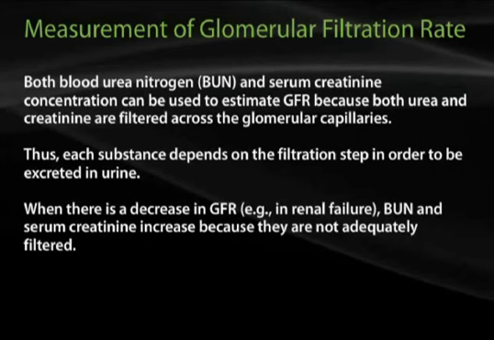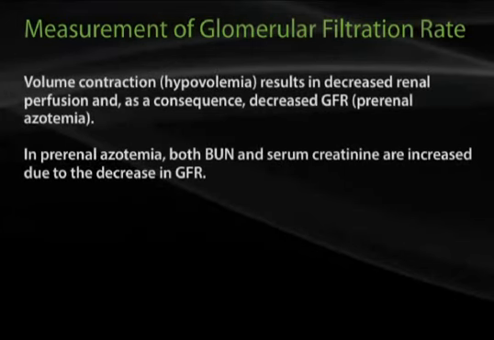When there is a decrease in GFR, that is in renal failure, blood urea nitrogen or BUN and serum creatinine increase because they are not adequately filtered. Volume contraction or hypovolemia results in decreased renal perfusion, as a consequence, decreased GFR or prerenal azotemia. In prerenal azotemia, both BUN and serum creatinine are increased due to the decrease in glomerular filtration rate.